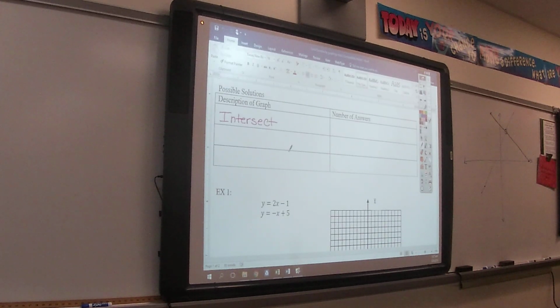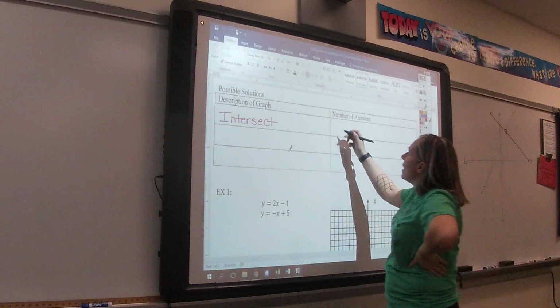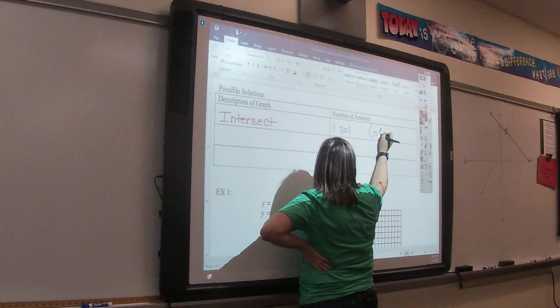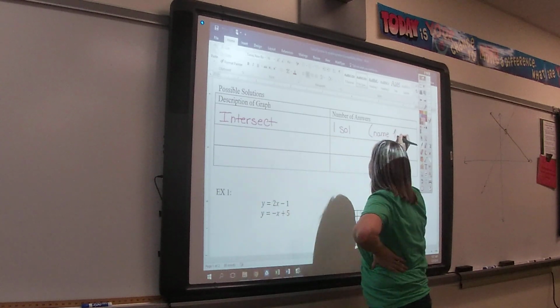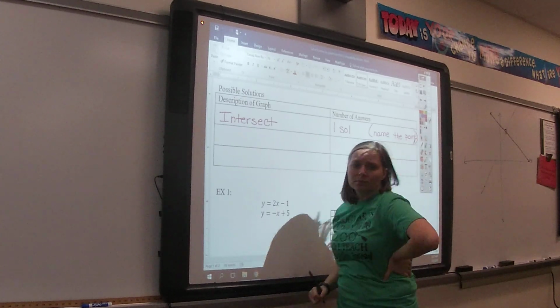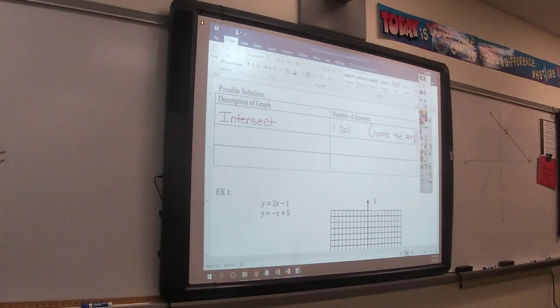If the lines intersect, how many times will they intersect? Once. So we will say that if lines intersect, they have one solution. And that one solution is going to be to name the ordered pair. Actually, name the point that they cross at. Whatever that intersection point is going to be our solution.